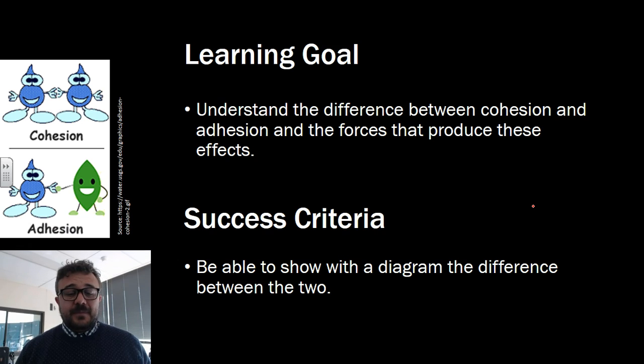So today we're going to look at two ideas, cohesion and adhesion, and how they relate to water in particular. Our learning goal here is we want to be able to understand the differences between cohesion and adhesion, as well as the forces that cause them. But we also want to be able to talk about what they actually are. And to do this, by the end you should be able to create a diagram showing the differences between the two.